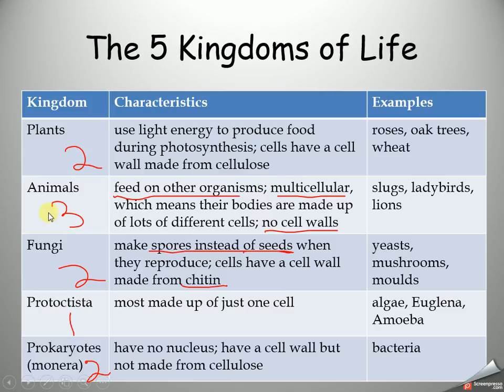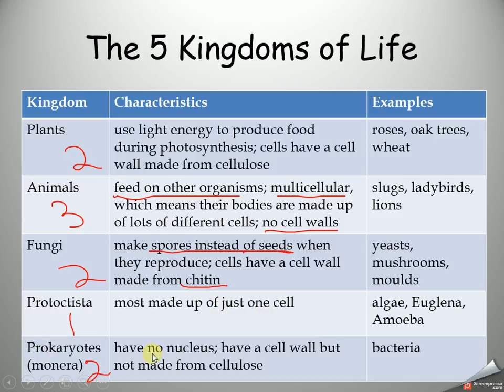made of cellulose. For animals, there's 3: feeds on other organisms, is multicellular, which means that they're made of lots of different kinds of cells, like us, skin cells, blood cells, etc. And they don't have cell walls, so animals never have cell walls. Fungi, they make spores instead of seeds. That's one. And they have a cell wall made from chitin. Not from chitin or however else people want to pronounce it. It's chitin. Protoctista is just one thing you have to remember, and protoctista is only made up of one cell.